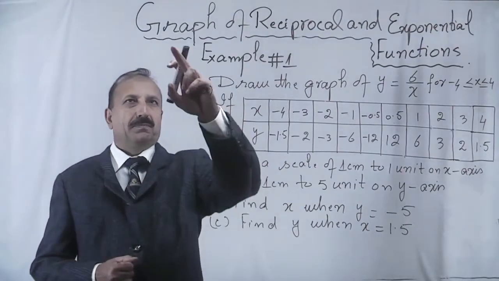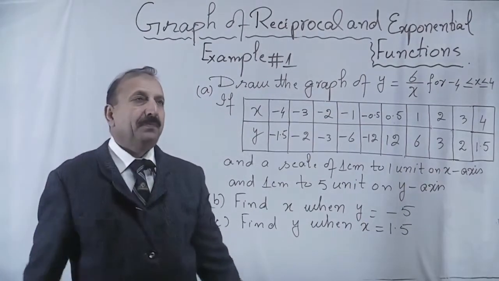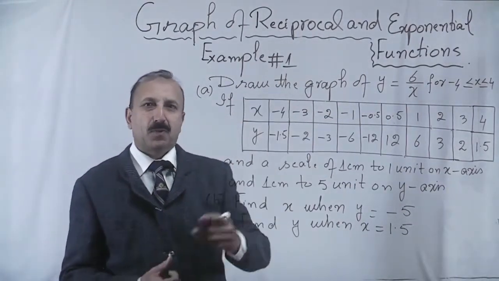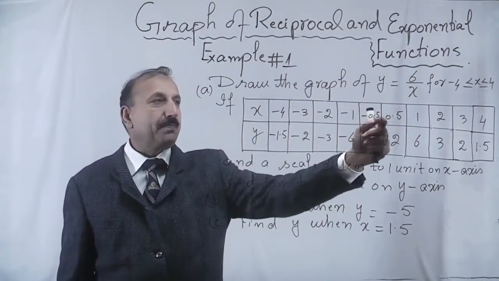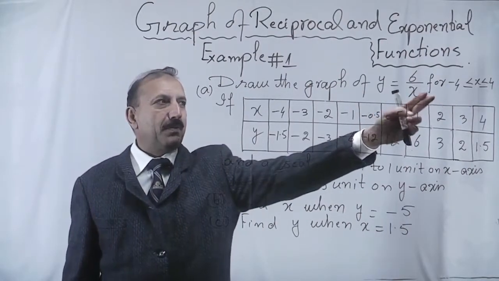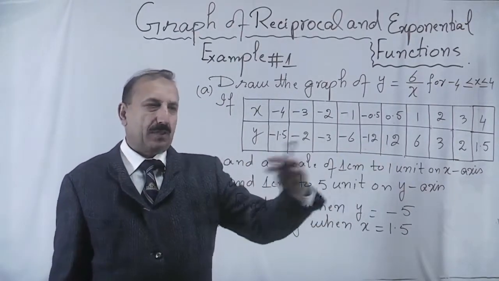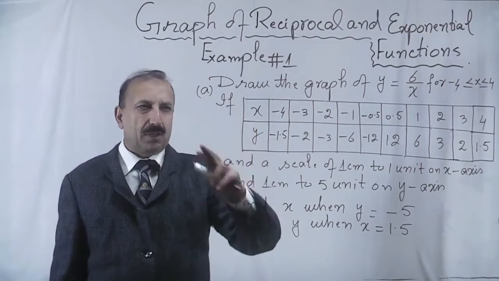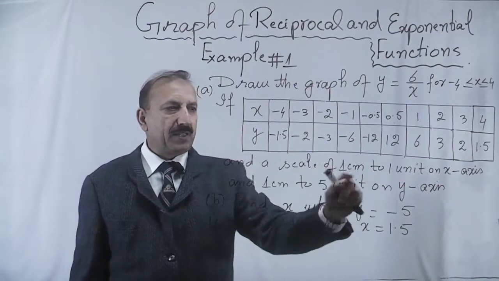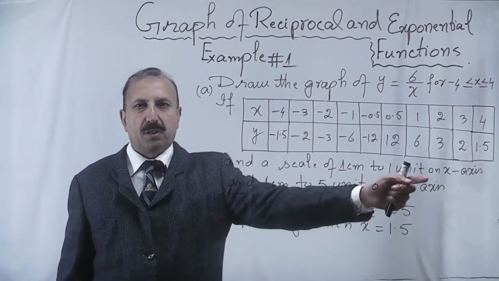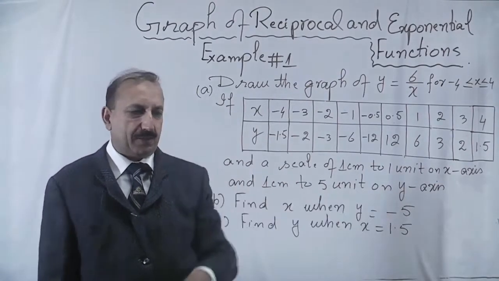Let's have graphs of reciprocal and exponential functions. This is an example of a reciprocal function. Draw the graph of y is equal to 6 over x for the interval x between -4 and 4. This table is already given in the question, and we are supposed to draw the curve for this table, when the scale is given as 1 centimeter equal to 1 unit along the x-axis and 1 centimeter equal to 5 units along the y-axis.